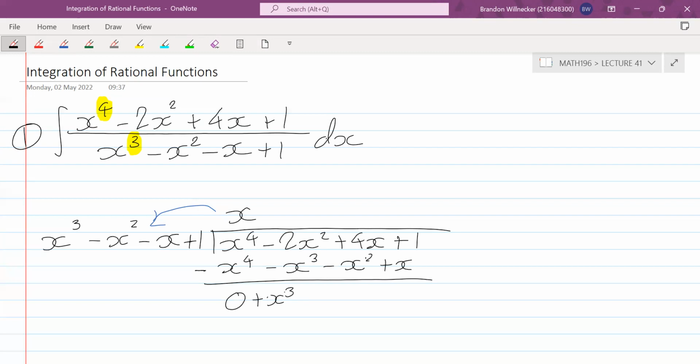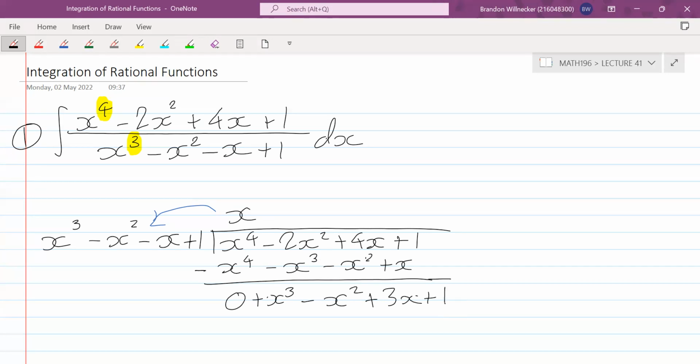Okay, now we can look at the squared term. Minus 2x squared minus x squared, so that's a minus x squared. And then 4x minus x, so that's going to be plus 3x. And then the 1 minus 0, that's just going to be plus 1.